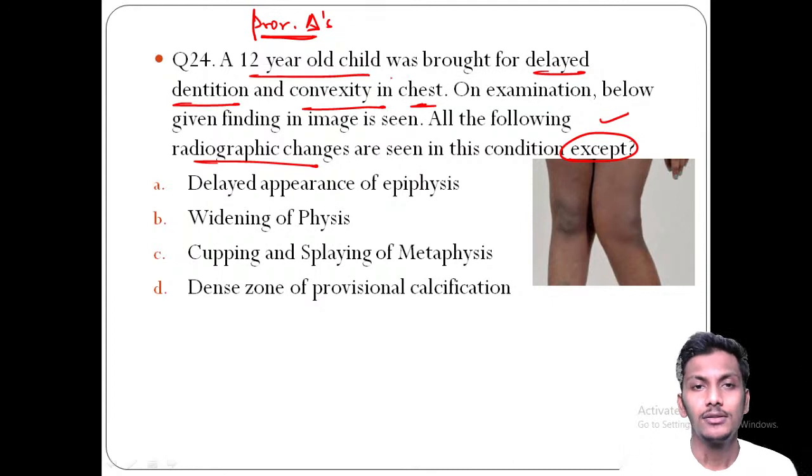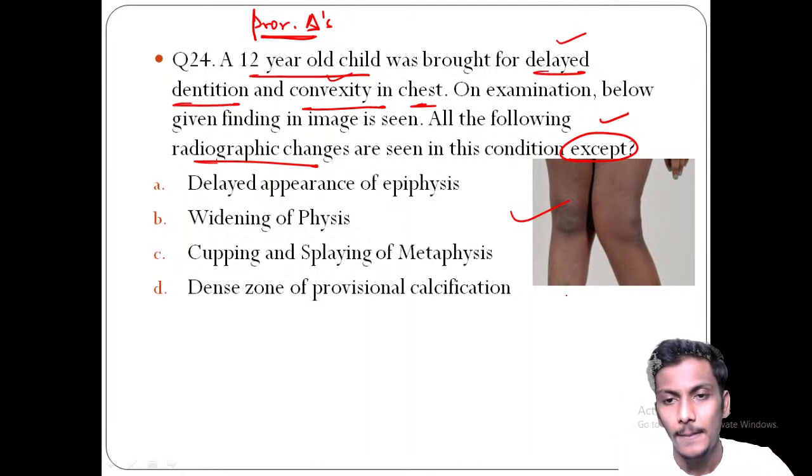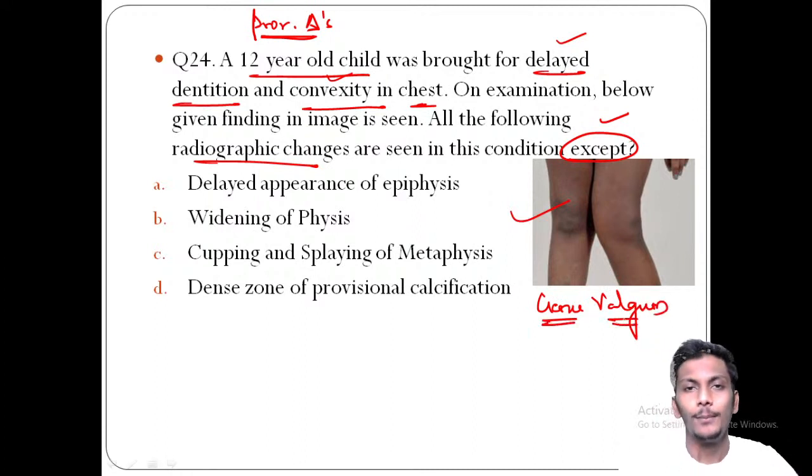Okay, the child's age? 12-year-old child, presenting with delayed dentition and convexity in chest. And what is the image showing us? The image is showing knocking of knees, and knocking of knees is known as genu valgum. So please remember, genu means knee, valgum means deviating from the center. So remember, it is showing genu valgum, knock knees.